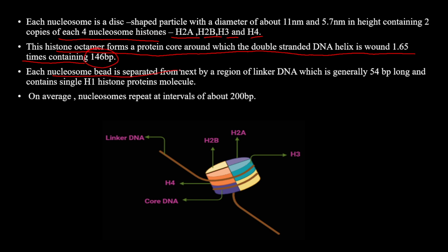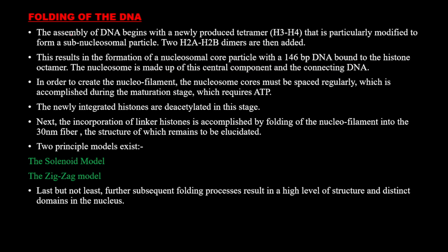Each nucleosome bead is separated from the next by a linker DNA, which is generally 54 base pairs and contains a single H1 protein. This is what I was talking about, right? So you have a DNA and then it's going to be arranged. On average, the nucleosomes repeat at an interval of 200 base pairs. Folding of the DNA: once the nucleosome is formed, there will be a folding of the DNA, and that's how you're going to have the higher compaction of the DNA.